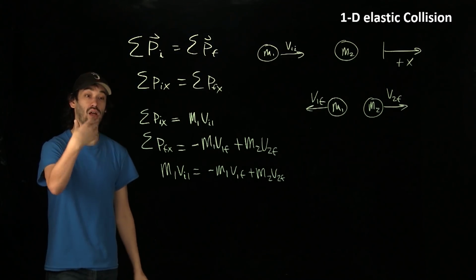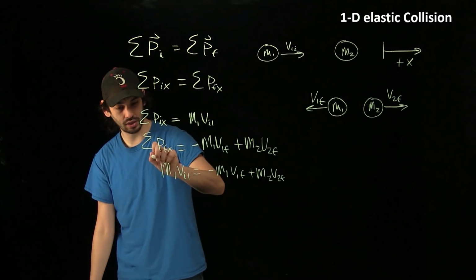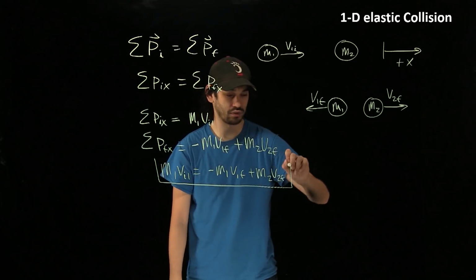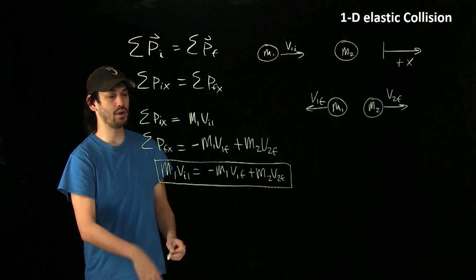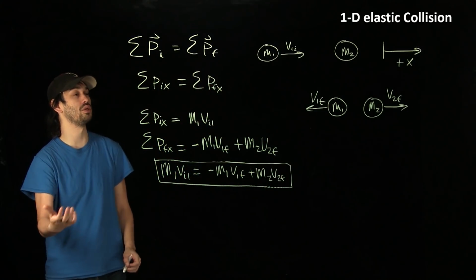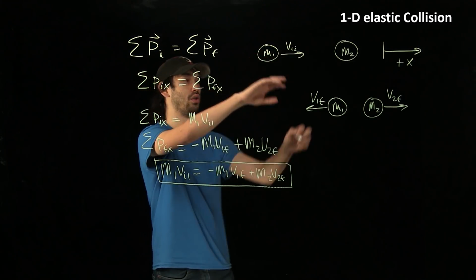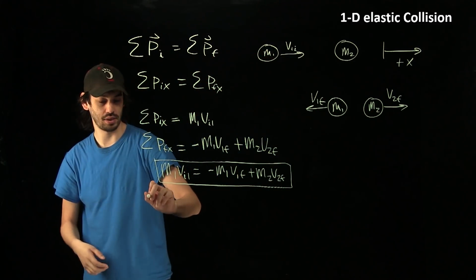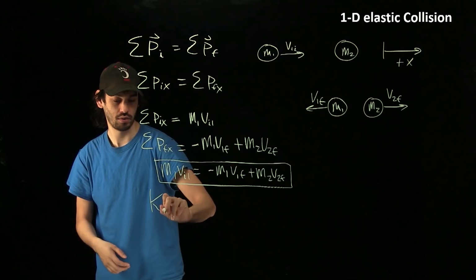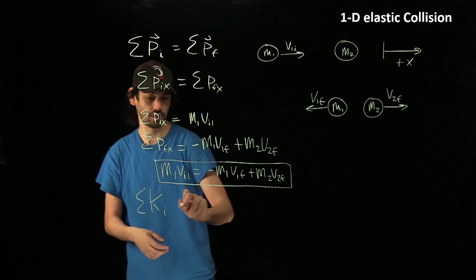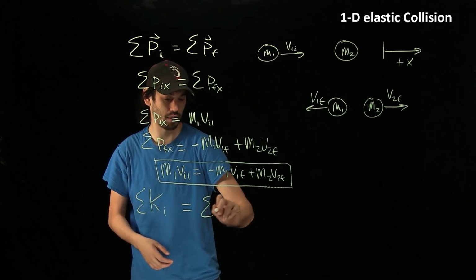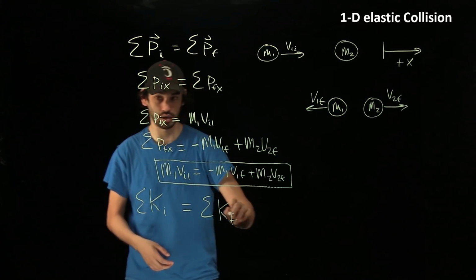So because this is an elastic collision, we have this equation for our conservation of momentum. But energy is also conserved, and so what we can do is write the kinetic energy of all of these objects and say that the sum of the initial kinetic energy is going to be equal to the sum of the final kinetic energy.